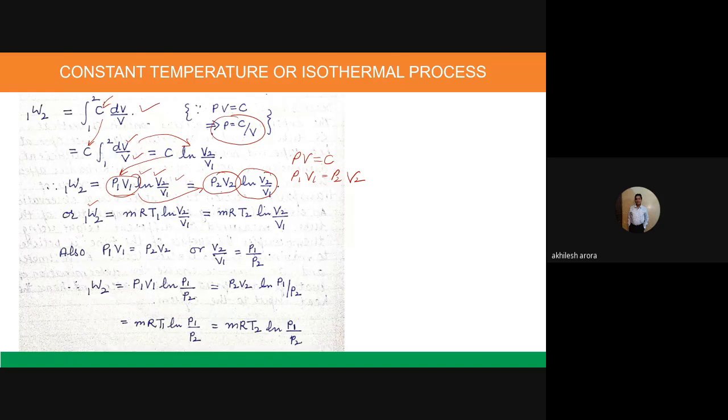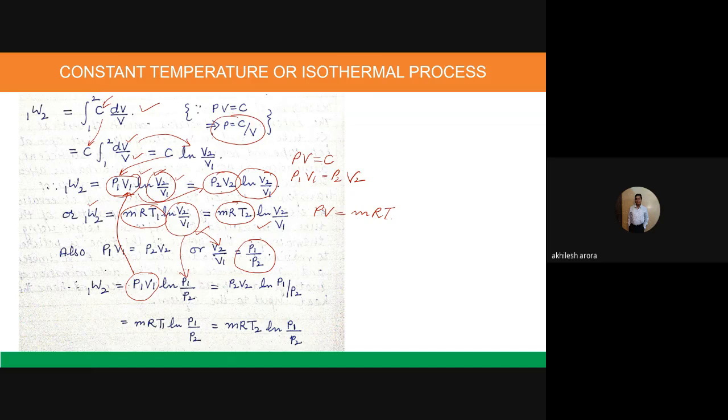I can also write that because PV is equal to MRT, so I can write MRT1. I can also write MRT2 because both T1 and T2 are same. It's an isothermal process. Log V2 by V1. Instead of using V2 by V1 here, what I can do is I have found out the value of V2 by V1, which is equal to P1 by P2. So here I have replaced this value by P1 by P2.